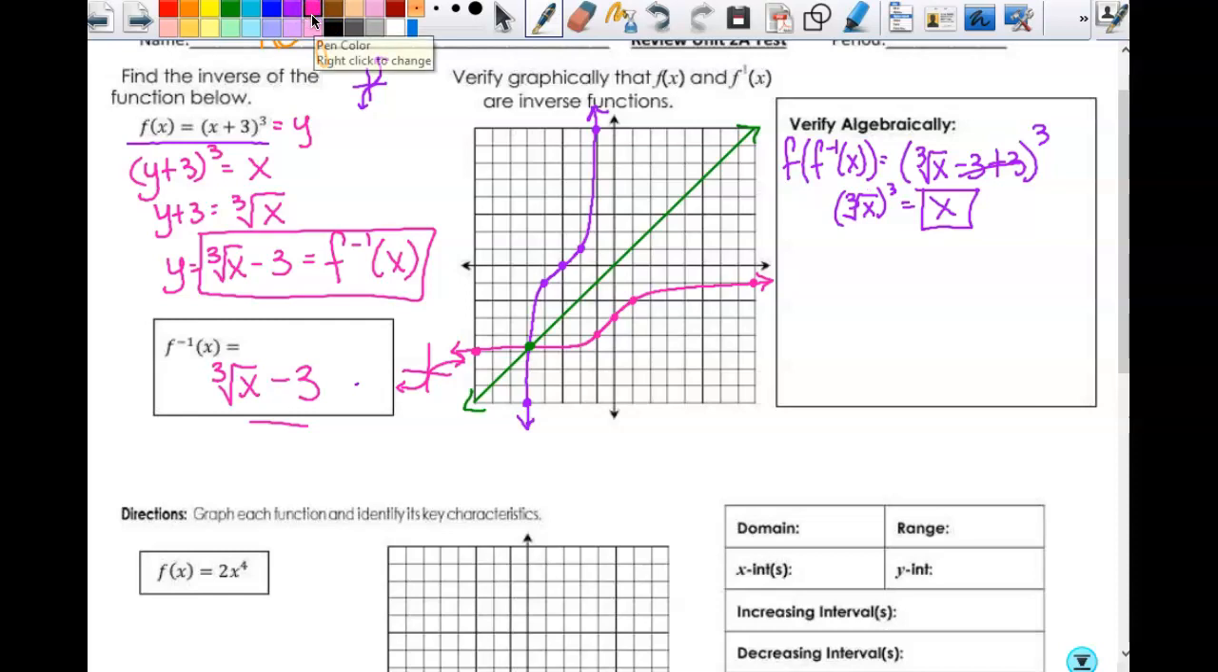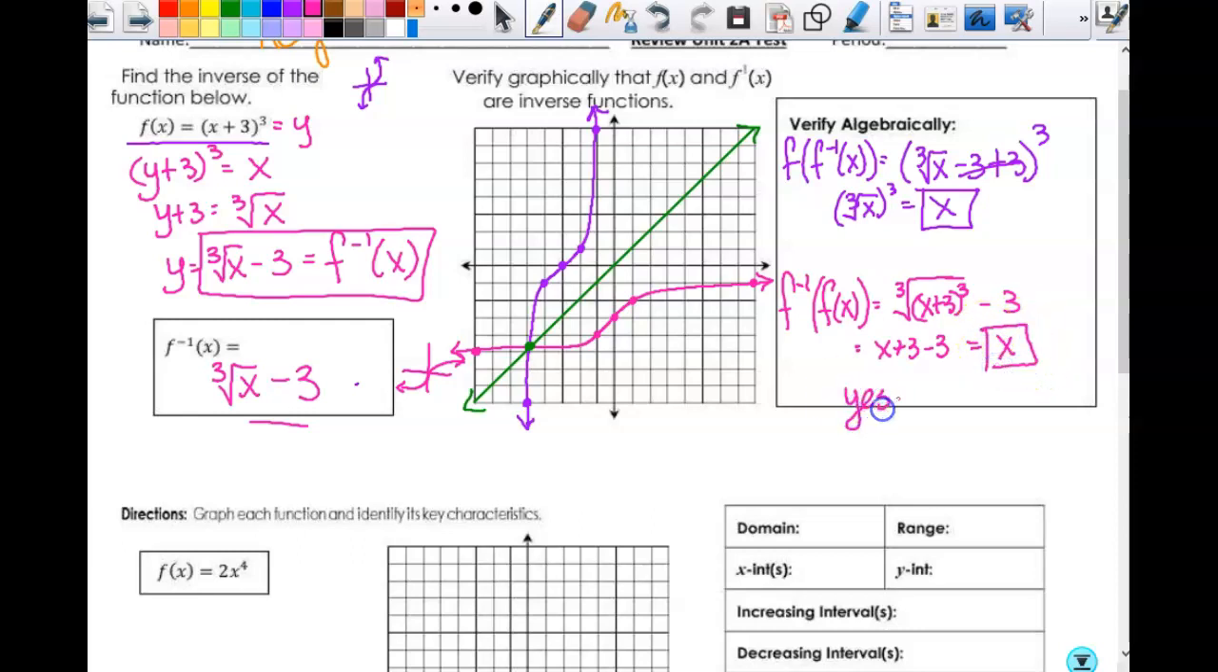Then I need to do the inverse of f inverse of the f of x. And take f of x, which is x plus 3 quantity cubed, substitute it in there. So I get the cube root of x plus 3 cubed, and then minus 3. So in this case here, the cube root of this is going to give me x plus 3 minus 3, and that equals x. So then I can say, yes, they're inverses, because I get x both times. So there's 3 main parts. You got to find it, you got to verify it algebraically, and verify it graphically.